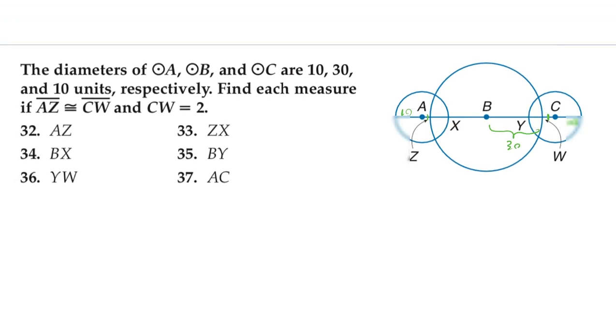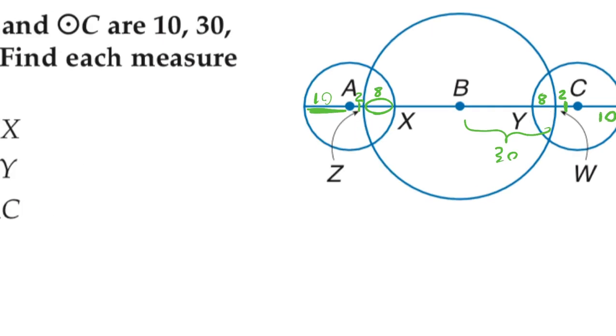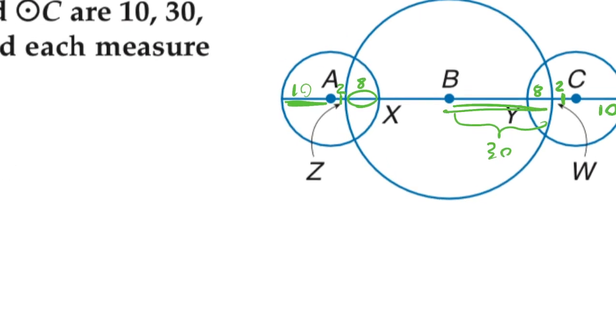All right, and CW is 2. Oh, so that means this is 2, and this is 2. So the remaining portion of that radius must add up to 10, so this must be 8. And then the remaining portion of this radius must also be 10, so again, that's 8. Okay, and we know this whole radius is 30, so that means the remainder is 22. And same thing on the other side, 22.